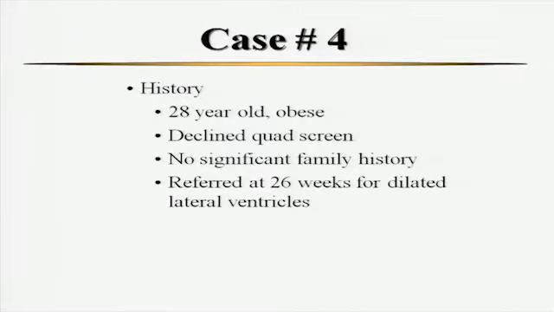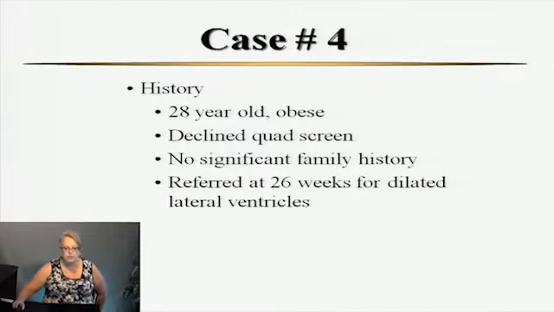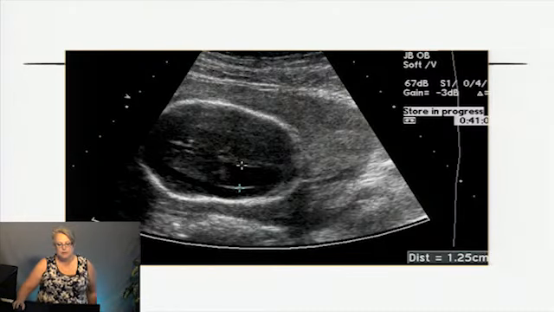So case 4 was a history of a 28-year-old that was obese. She declined her genetic screening. She has no significant family history, and she was referred at 26 weeks for dilated lateral ventricles, cerebral ventricles. So you see a little obese, I mean, it's a difficult scan. We're measuring the lateral ventricle. Remember, it should be below 10. This is measuring 12.5 millimeters.